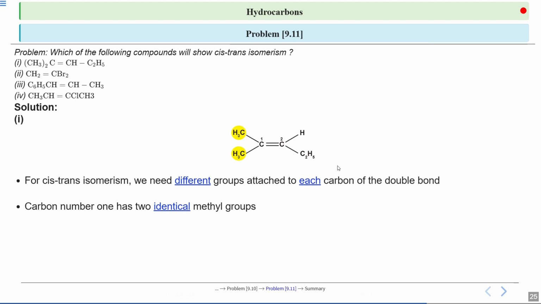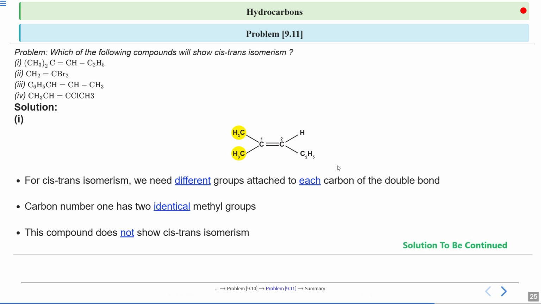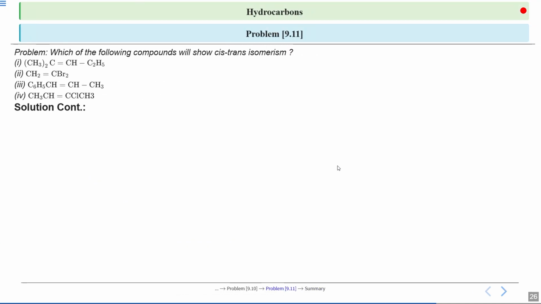Okay. So we have identified the first one. It will not show cis-trans isomerism because the first carbon has 2 identical methyl groups. So we can conclude that it is not capable of showing cis-trans isomerism. Moving on further, continuing with the second option.